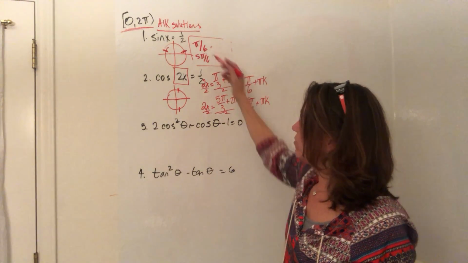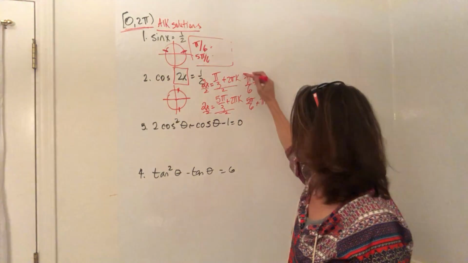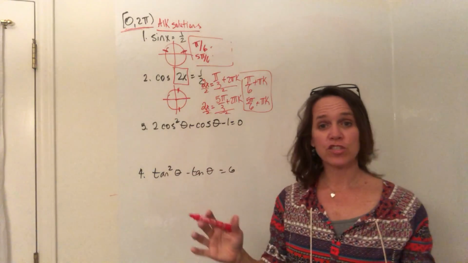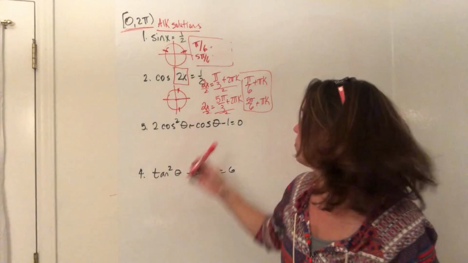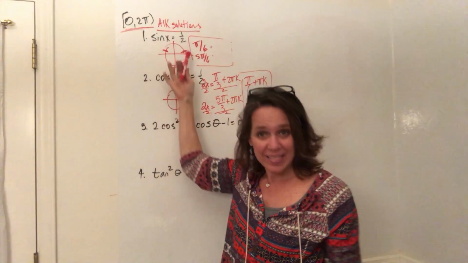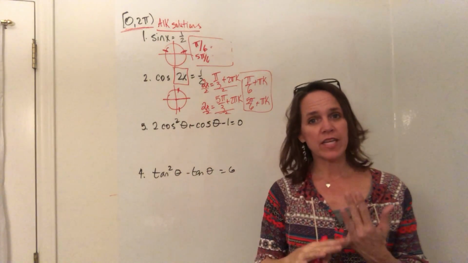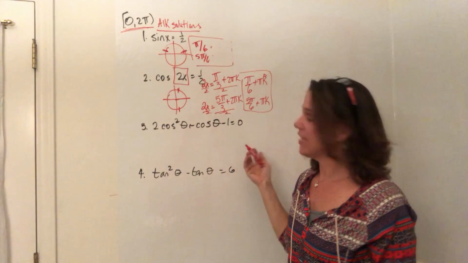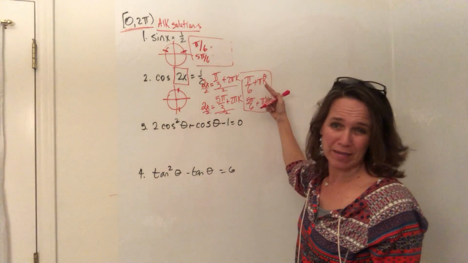So if the question said find all solutions, this would be your answer. But if it says find all solutions between 0 and 2 pi, like it says here, you have to put in numbers for k. So look, if I put in 0 for k, then I get pi over 6 plus 0 pi, right?